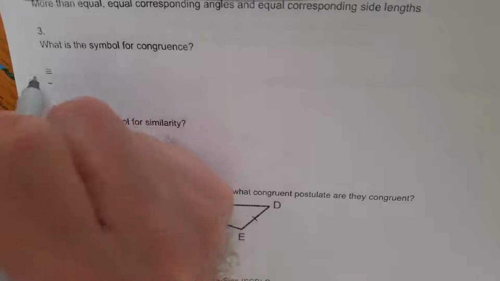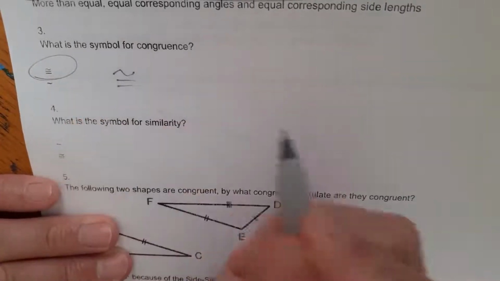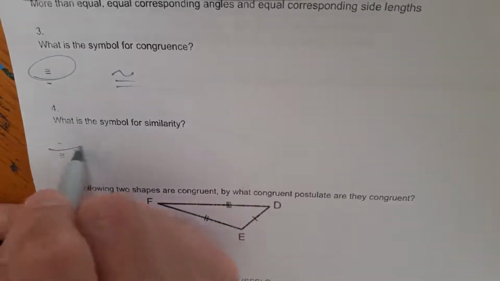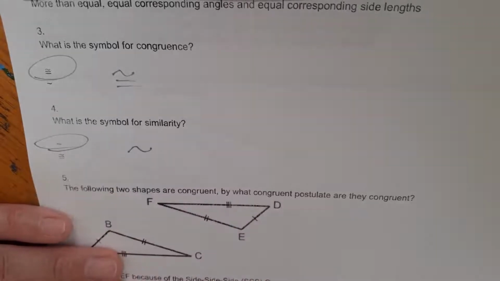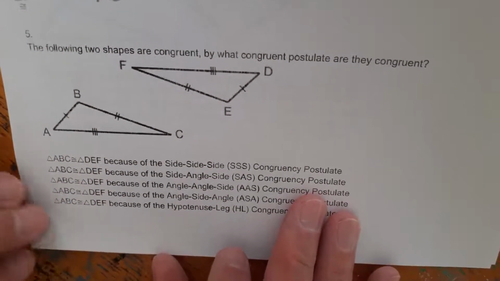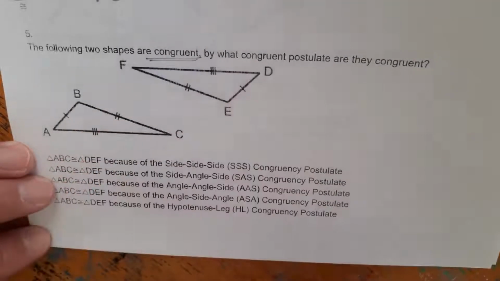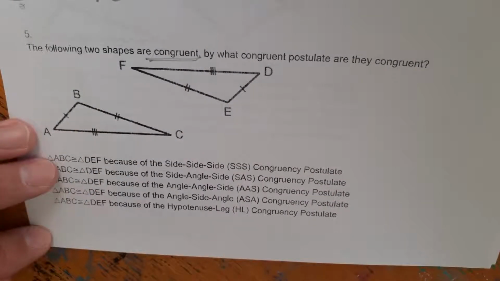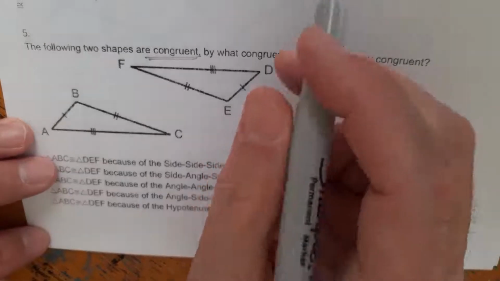What's the symbol for congruence? It's an equal sign with a squiggly on top. What's the symbol for similarity? It's just a squiggly line. It means similar. All right, the following two shapes are congruent. They're going to tell us everything's congruent and then ask us why. So what's the reason? Well, let's look at corresponding parts.